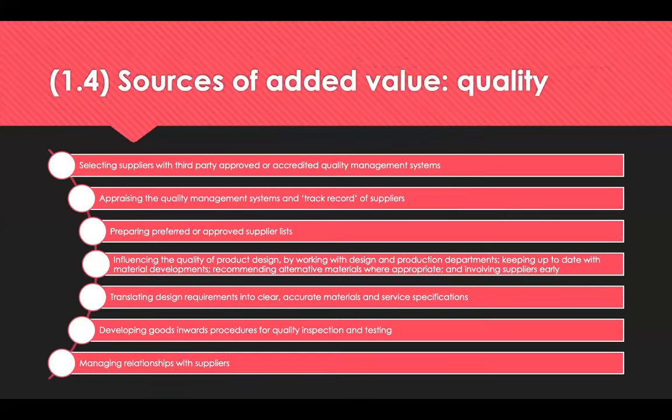But improving quality can have a direct impact on value add. And it can be achieved through careful supply selection, the use of quality management systems, using our approved suppliers, early buyer involvement, effective specifications, quality control, supplier relationships, and overall monitoring and control.